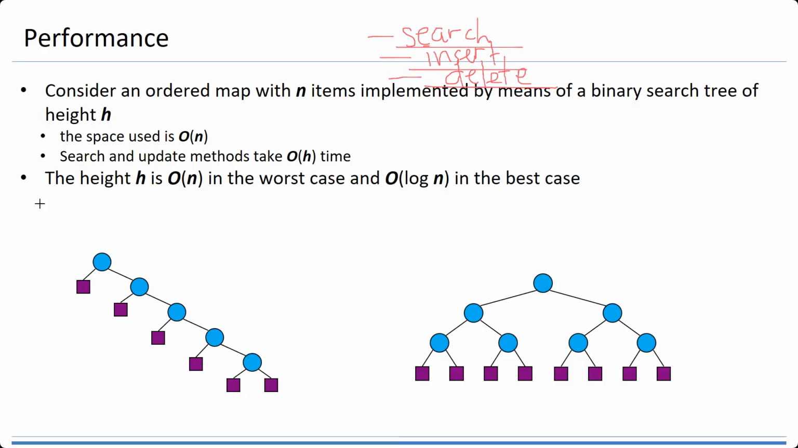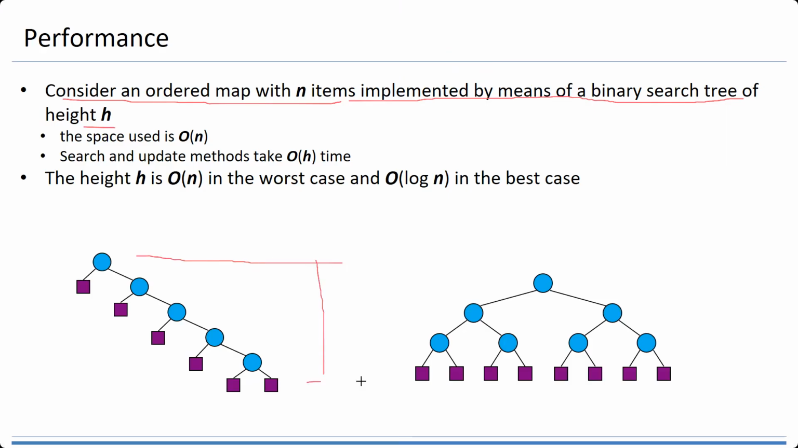So here the performance is: consider an ordered map with n items implemented by means of a binary search tree of height h. So the height is this one. This is the height. And this is the height. The space is O(n). We have 1, 2, 3, 4, 5, then the space will be n. And 1, 2, 3, 4, 5, 6, 7. So it means the space will be n.